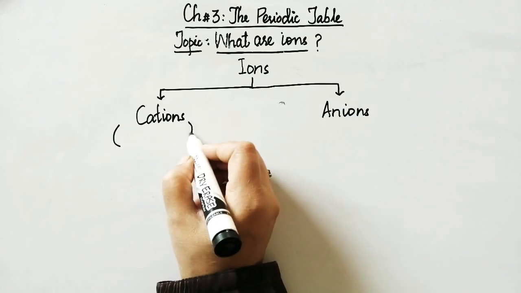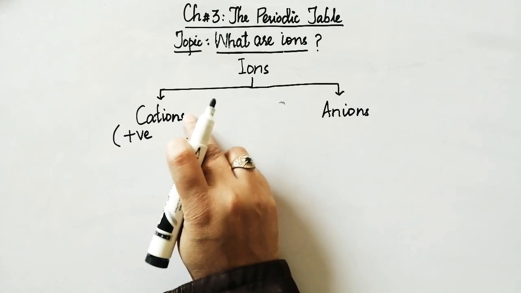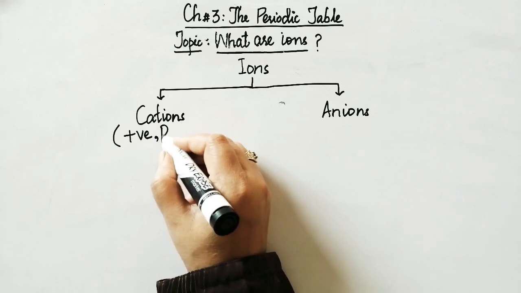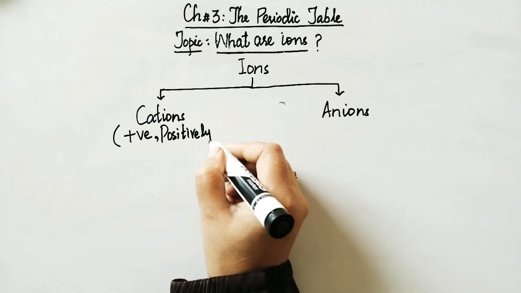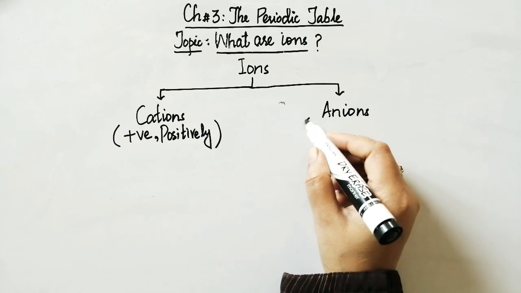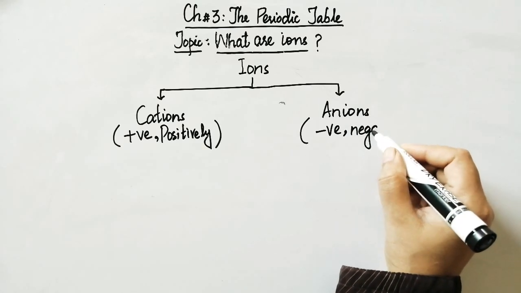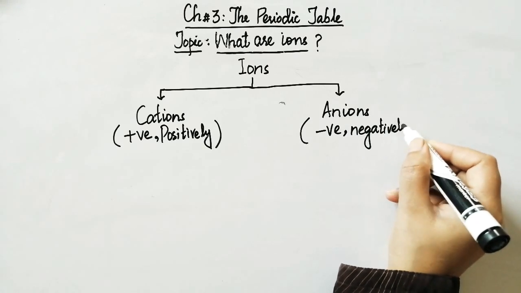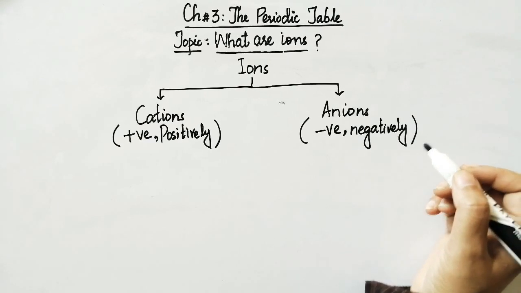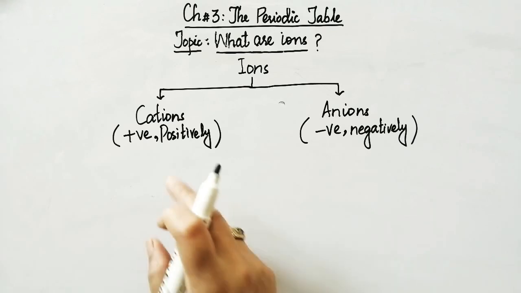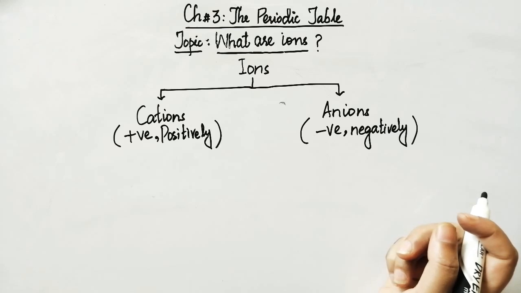Cations contain the positive charge, or I can also write in the wording positive. They are positively charged ions, while anions contain the negative charge on them. They are negatively charged ions. Now I will explain the types of cations and anions with the help of examples.